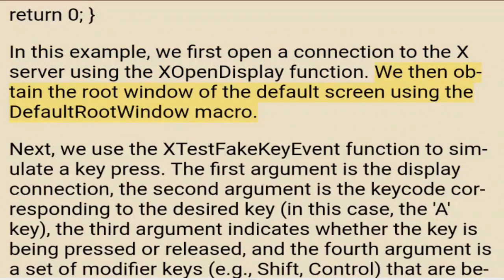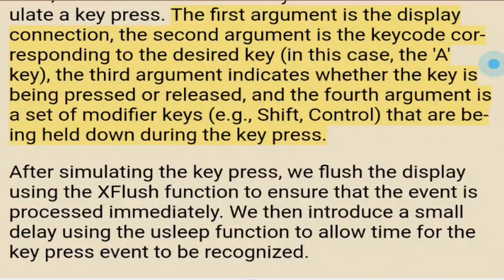We then obtain the root window of the default screen using the DefaultRootWindow macro. Next, we use the XTestFakeKeyEvent function to simulate a key press. The first argument is the display connection, the second argument is the keycode corresponding to the desired key, in this case, the A key. The third argument indicates whether the key is being pressed or released, and the fourth argument is a set of modifier keys, e.g., Shift, Control, that are being held down during the key press.